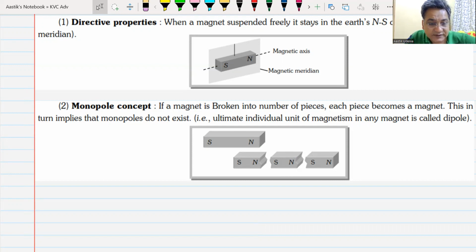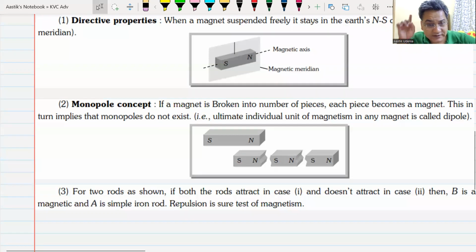And remember, there is one saying that repulsion is a sure shot test of magnetism. Do you know this? If two bodies are repelling, then they might be charged or they might have magnetic properties. Repulsion is always a sure shot test of magnetism or having charge. We have discussed this in the electrostatics chapter. Yes or no? Yes. So these are the properties that you must remember. I'll give you 2 minutes to note it down fast.